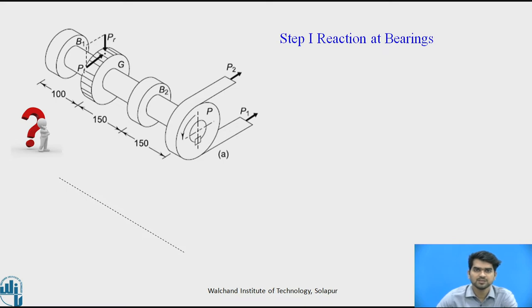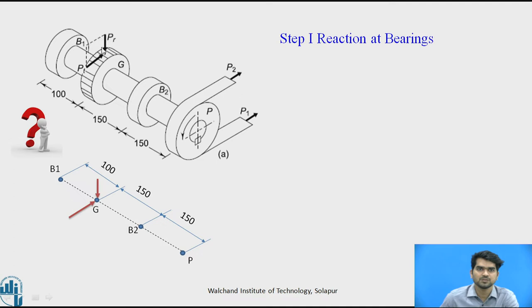For finding the reactions at the bearings, we have to draw the free body diagram and the force resolutions of the forces acting on the bearings as well as on the gear. So this is bearing number B1, here gear G is mounted, bearing number B2, and here a pulley is mounted. They have given us the forces acting on the gear as well as the pulley, and also the distances between the bearing and the gear as well as between the pulley and the gear. On the gear, the radial as well as the tangential forces act, so here I have located the radial and tangential forces on the gear G.